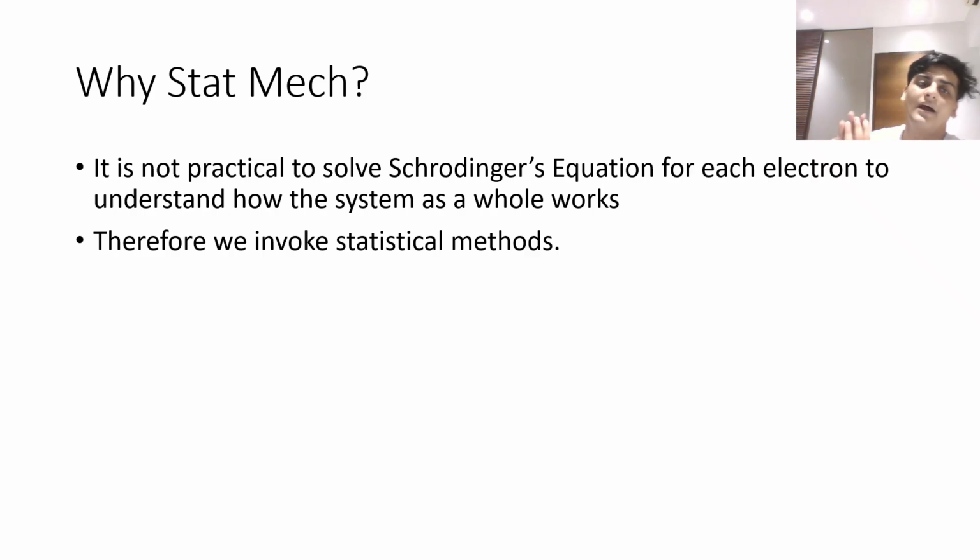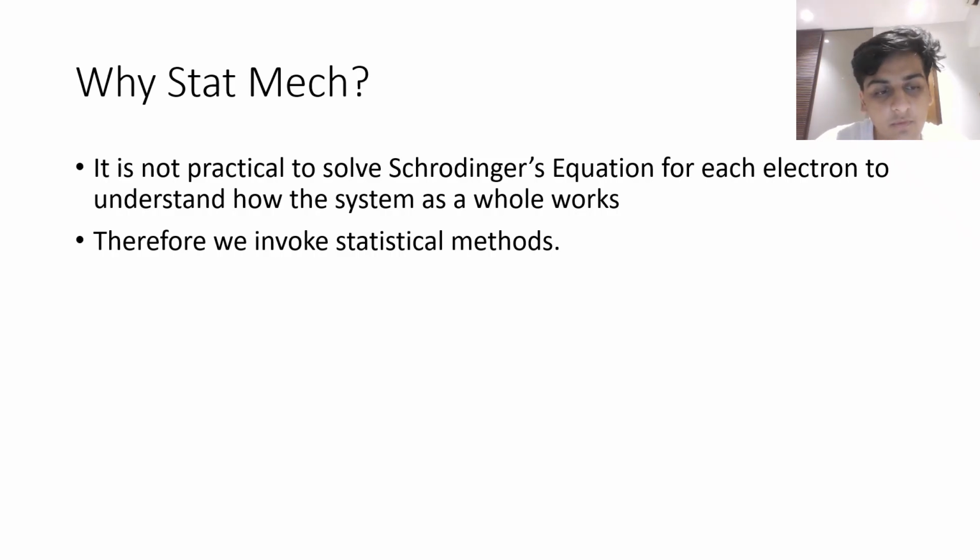Cool. So why at this stage do we care about statistical mechanics, right? We know that the behavior of each electron is governed by Schrodinger's equation for the system. So the issue is that you cannot literally go and try to solve Schrodinger's equation for each individual electron to understand how the system as a whole works.